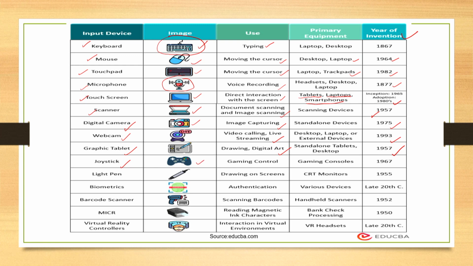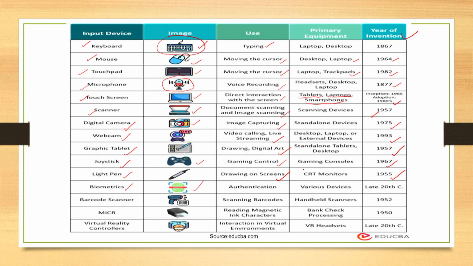Joystick, it is very popular among the kids because it is used in the games. So, this is used in the gaming control and it was invented in 1967. Light pen, which is used to draw on the screen and invented in 1955.